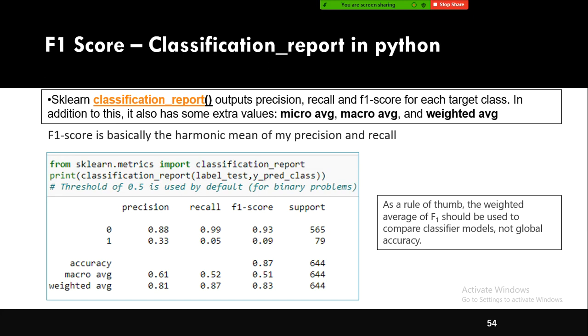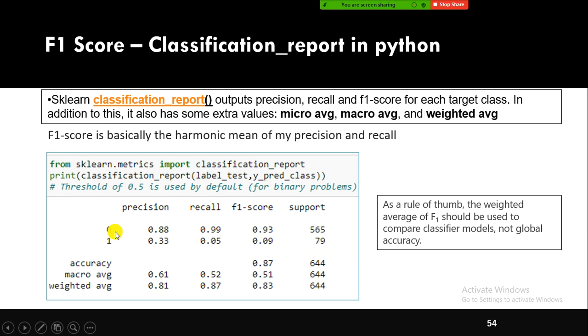So in this case, you have 565 observations flagged as 0, and 79 observations were flagged as 1 in the dependent variable. It is kind of a balanced data set, right? It's kind of balanced. It is not like 565 and 10 observations.